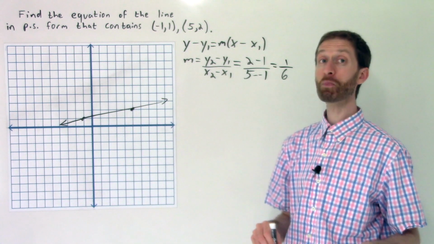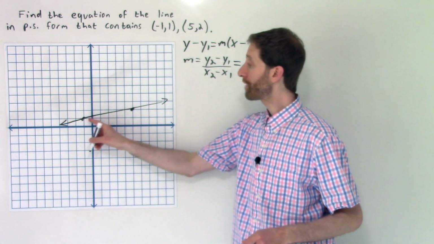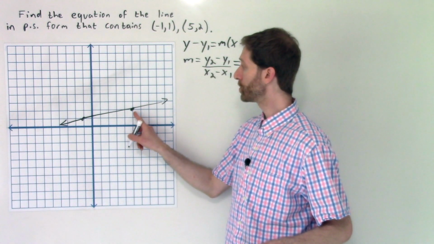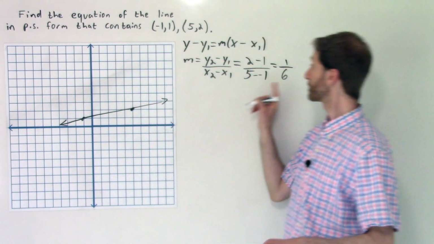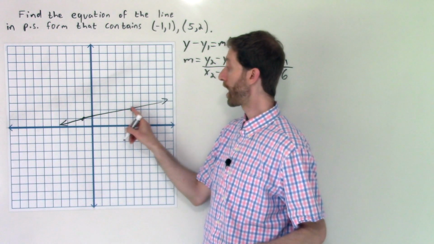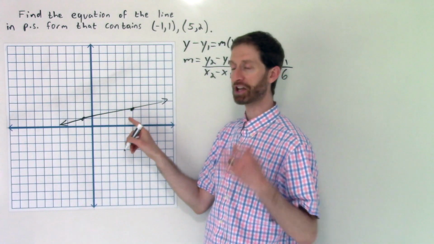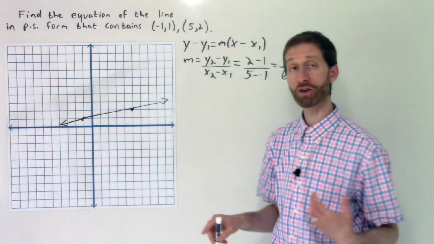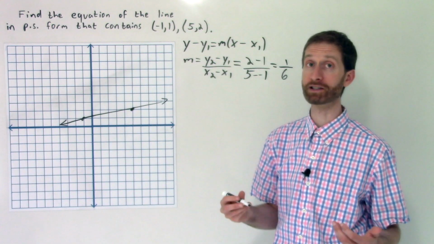Now, it's up to you to pick one of the 2 points. And I've drawn this out to show you it does not matter which point you pick. If you pick (5, 2), you're still going to rise 1 and run 6, the slope. If you pick (-1, 1), you're still going to rise 1 and run 6. That's a tongue twister, rise 1, run 6. Anyway, I'm going to pick (-1, 1). You could pick (5, 2), it doesn't matter.